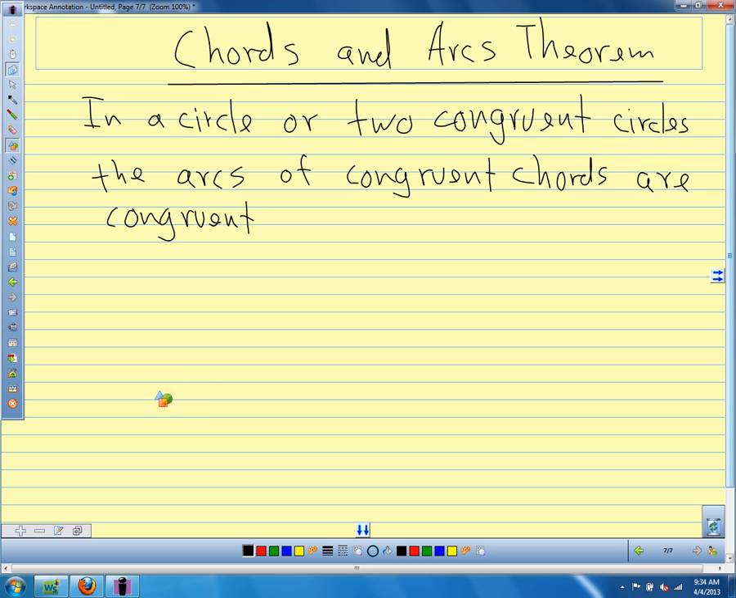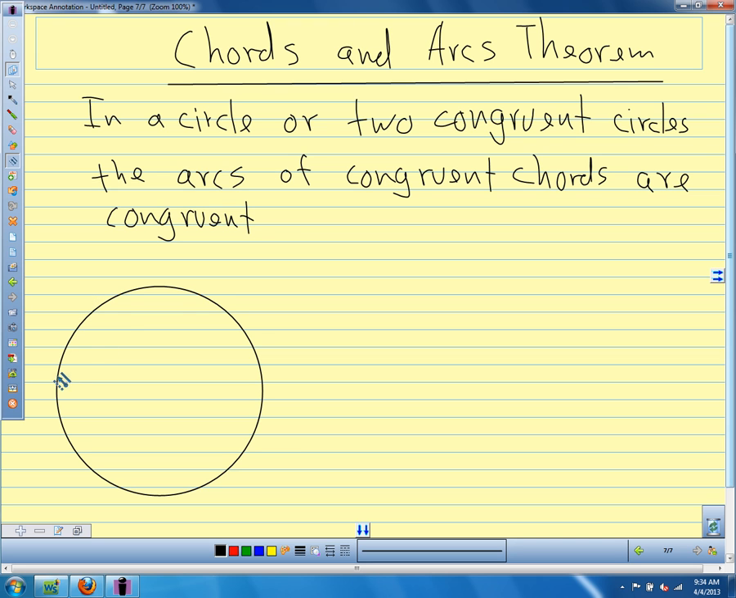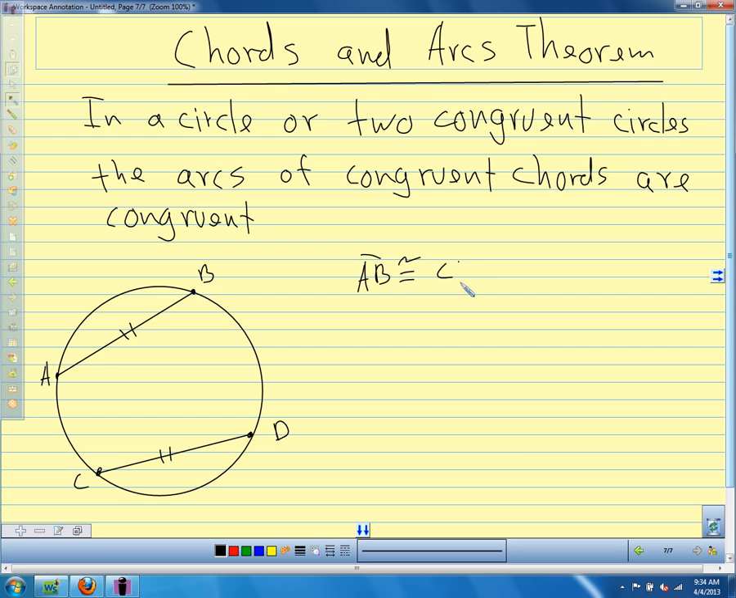Really, the chords and arcs theorem is a pretty easy idea, and it's easy to see when we draw a picture what we're talking about. So here's my circle. I have two congruent chords. So these segments are congruent. And I'm going to call this A and B and C and D. So segment AB is congruent to segment CD. So arc AB is congruent to arc CD.